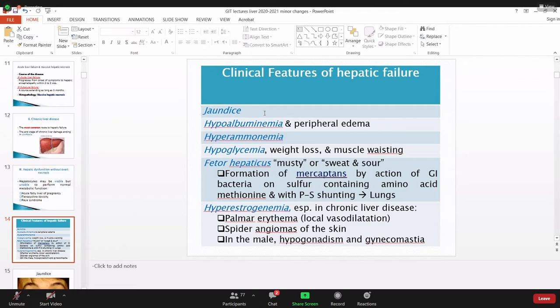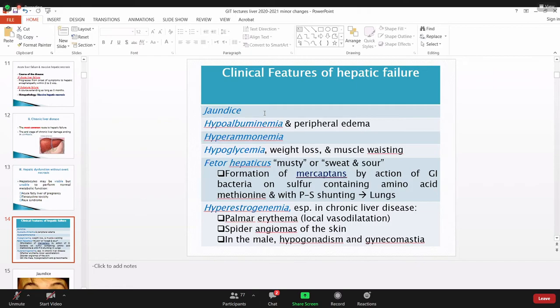The second manifestation is hypoalbuminemia due to decreased synthesis of proteins, and hypoalbuminemia has very serious sequelae, such as hepatic encephalopathy and hepatorenal syndrome, which we will discuss, and others. Hypoglycemia, because of the loss of the liver's control over the synthesis of sugars. Fetor hepaticus is a musty or sweet and sour odor; its literal meaning is the smell of the dead.